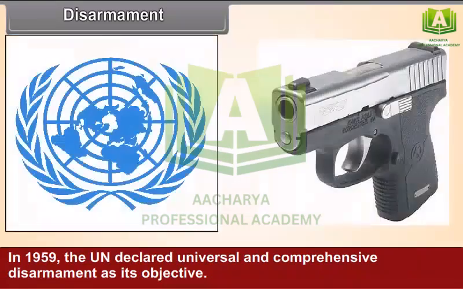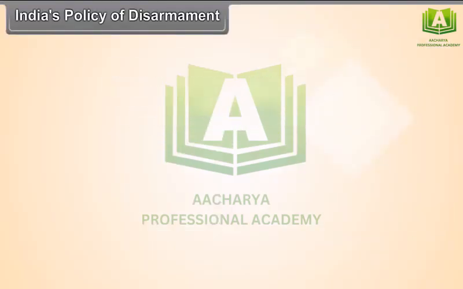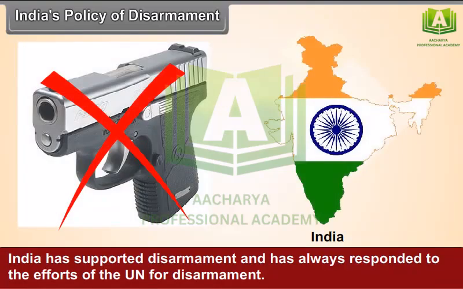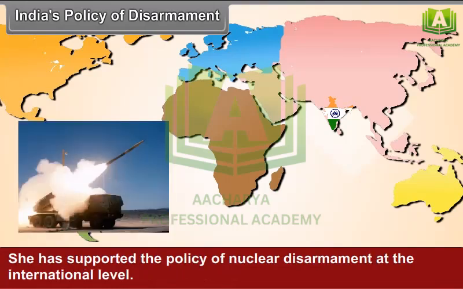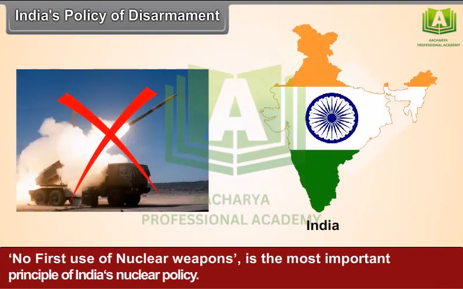In 1959, the UN declared universal and comprehensive disarmament as its objective. India's policy of disarmament. India has supported disarmament and has always responded to the efforts of the UN for disarmament. India has a principled opposition to nuclear weapons because the world faces the threat of a nuclear war. She has supported the policy of nuclear disarmament at the international level. No first use of nuclear weapons is the most important principle of India's nuclear policy.